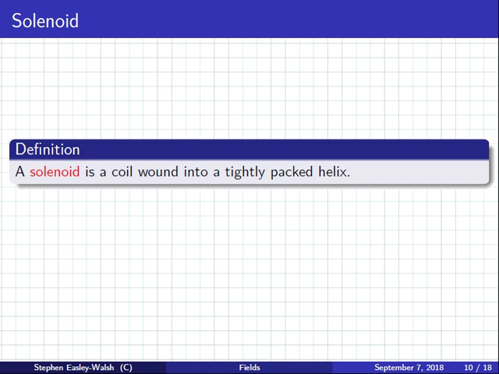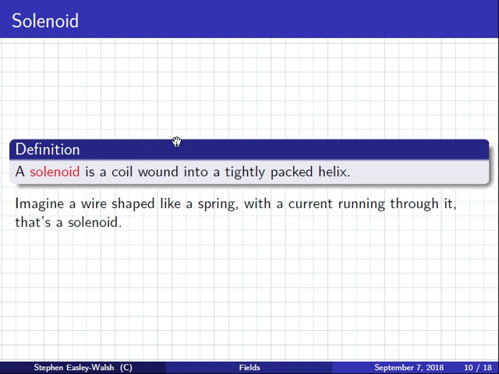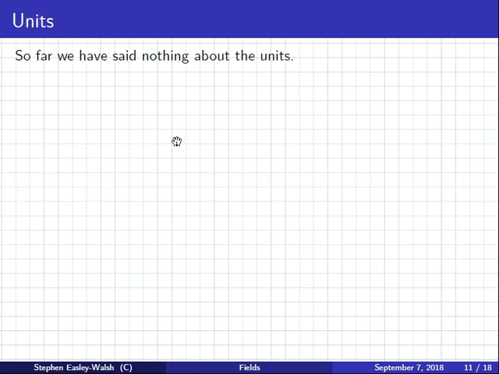Okie dokie, you have that, Anda? Yep, okay. Now, continuing. So, it's like a spring shape. Okay. Right, now, we've talked a lot about the pictures, but we haven't said what units we're using yet. So, we need to know how to measure how strong a magnetic field is.